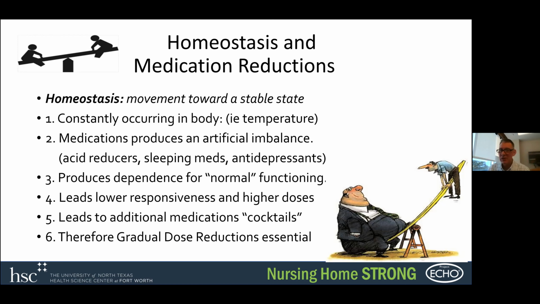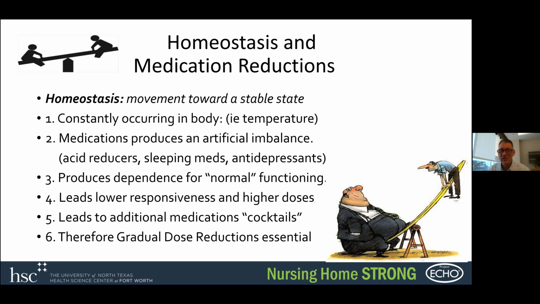The example I put in here, if it's too hot in this building and you start to sweat a little bit, it'll bring your temperature down. And if you're too cold, you'll probably start to shiver and your temperature will go back up. So this kind of equilibrium that your body produces happens at every level of your body, even down to the cellular level. And so medications in some ways sometimes produce an artificial imbalance to some of those things.